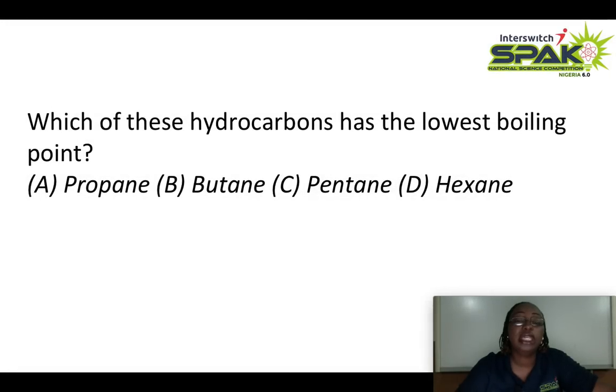Which of these hydrocarbons has the lowest boiling point? The one that is smallest out of them will have the lowest boiling point, and the answer will be propane. Propane has the lowest boiling point. If we consider the relative molecular mass of each one, propane has the smallest value.